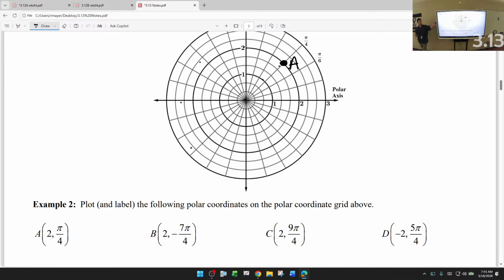The negative ones are by far the most missed. You just got to think to yourself, well, I'm not going to go that way. I'm actually going to turn around and go the other way. There are infinite ways to label those points, as you can see. All 4 of those are the exact same point, and I could have labeled them infinite ways.